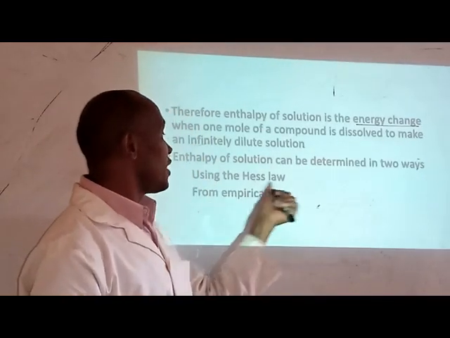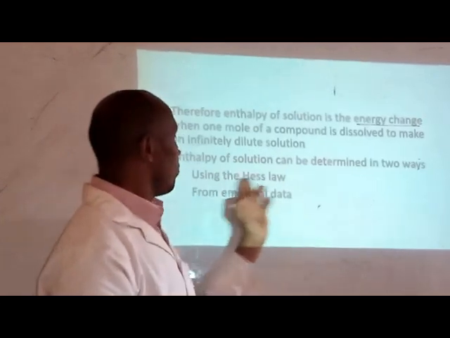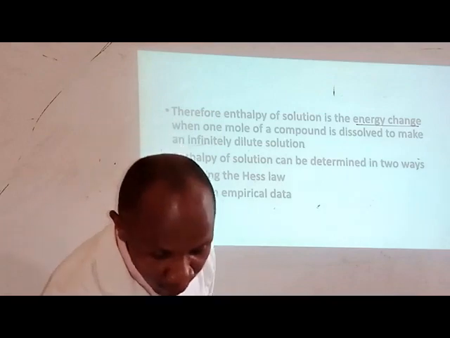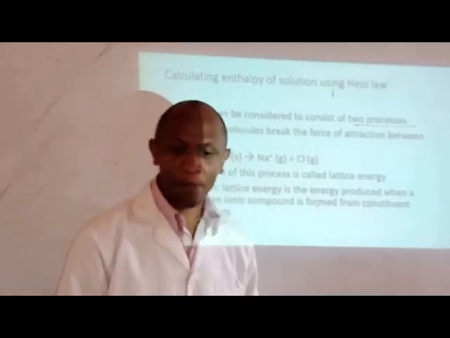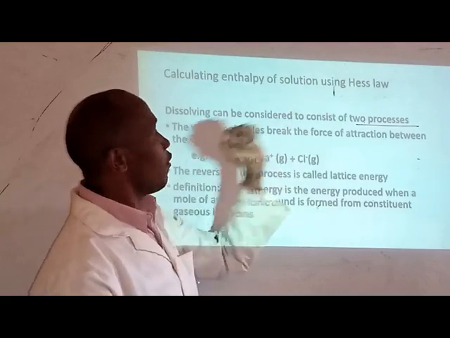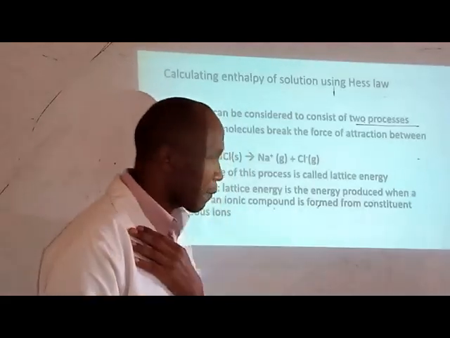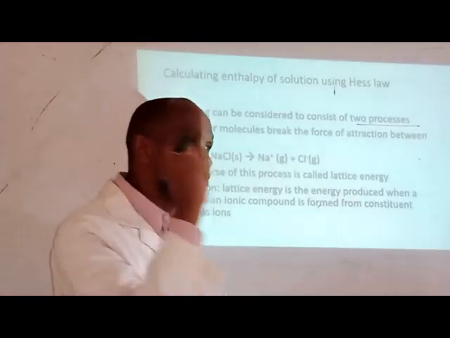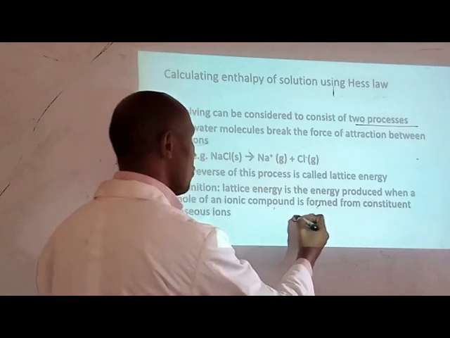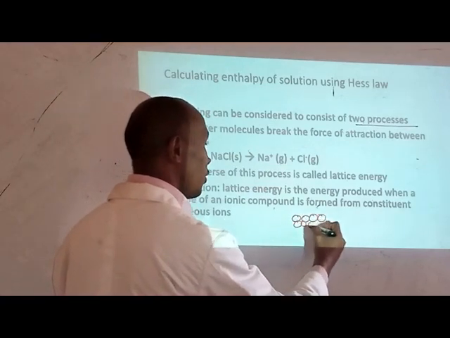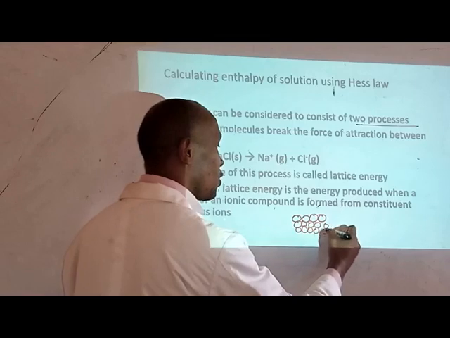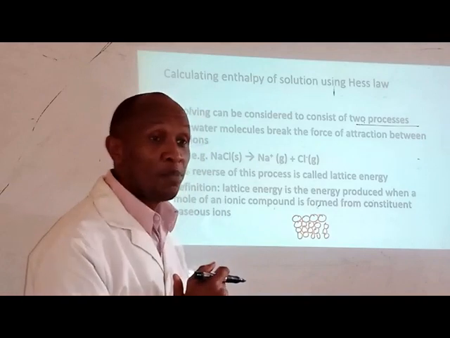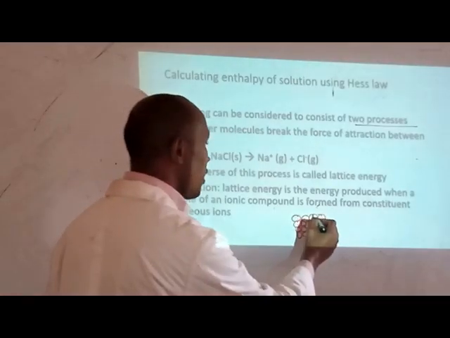Now let's start our discussion, therefore, after defining, by calculating the enthalpy of dissolving using Hess's law. For this purpose, we are going to consider dissolving to consist of two processes. One, the force of attraction between the ions will have to be broken. So if I start with sodium chloride, for instance, the particles are so close to each other, there is maximum force of attraction between the ions, the sodium ions and the chloride ions.